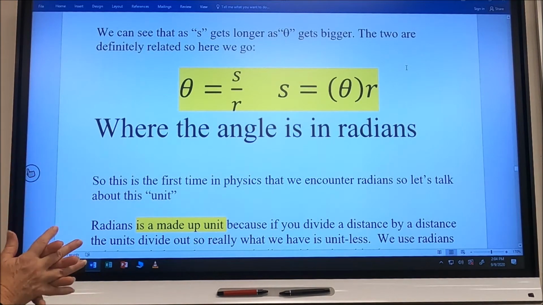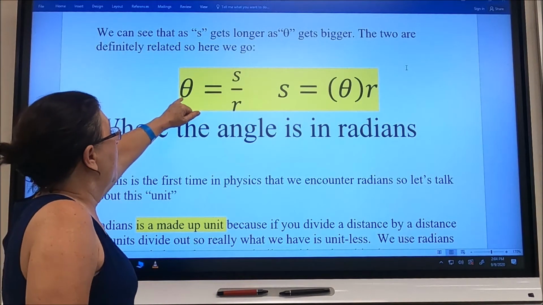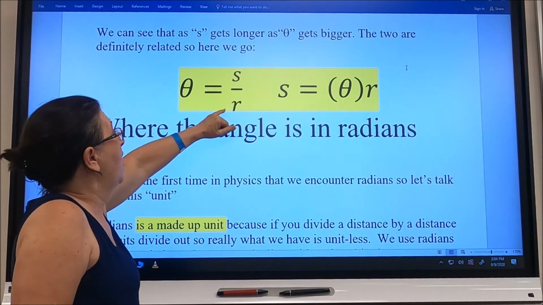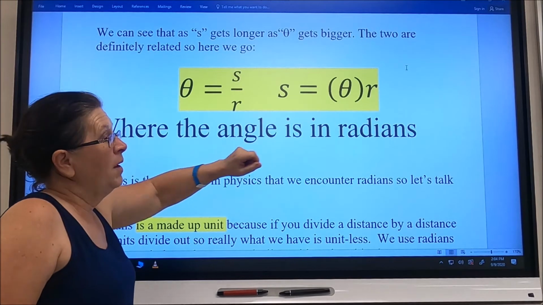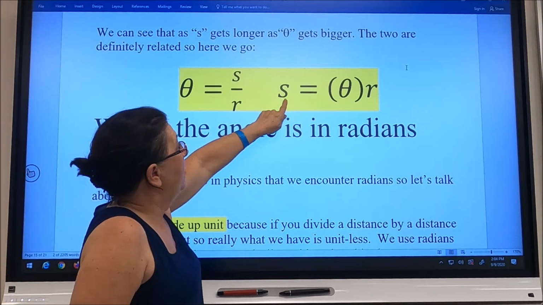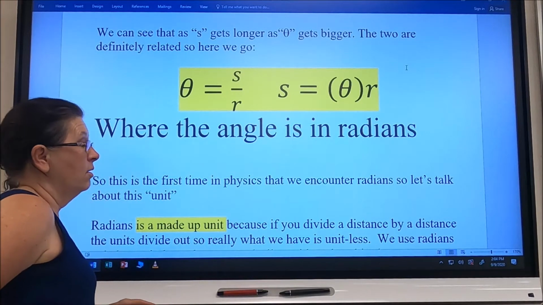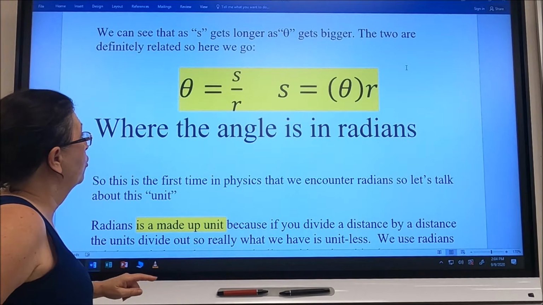Now, there is a relationship between S, the arc length, and theta, the angle swept out. It turns out that theta, the angle, is equal to S divided by R if the angle is being measured in radians. So we can say S, the arc length, is equal to theta times R, the radial distance, or the radius of the circle.